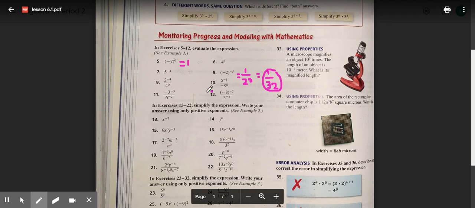If I give you one more example, let's do number 12. Number 12: we have negative 8 to the negative 2nd power divided by 3 to the negative 4th power. So again, I have 2 negative exponents. I'm going to have to flip both of these bases to make both of these exponents positive.